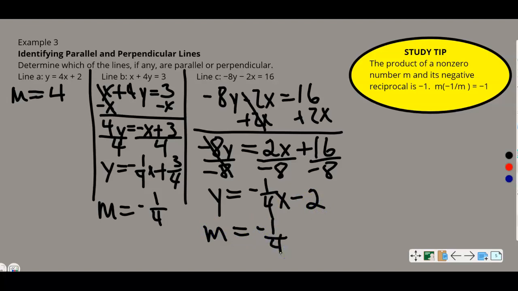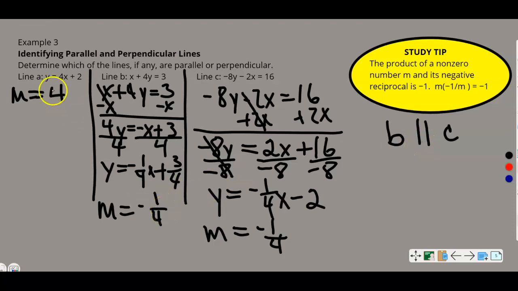All right, so line B and line C are parallel because they have the same slope and different y-intercepts. So line B is parallel to line C. And you can use these two straight lines like this, that's just a symbol for parallel.